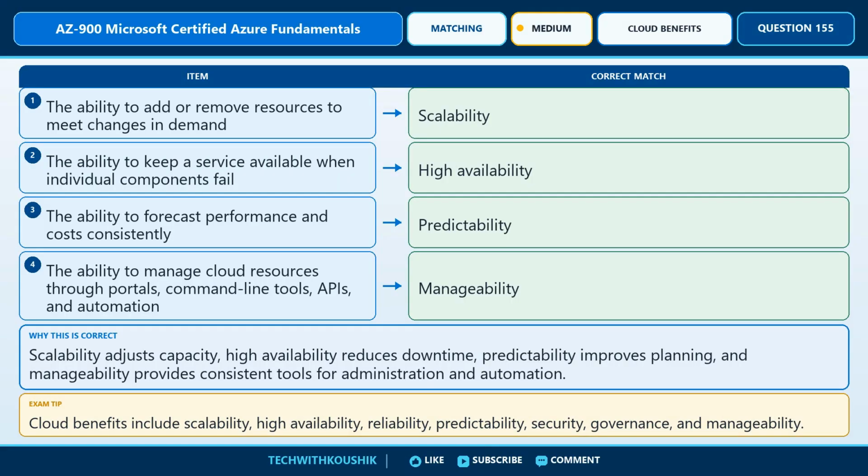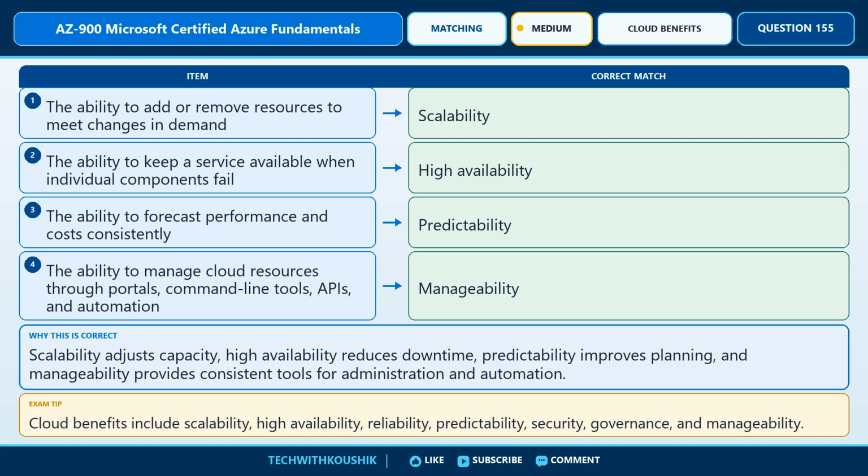Use these pairings. Pair the ability to add or remove resources to meet changes in demand with scalability. Pair the ability to keep a service available when individual components fail with high availability. Pair the ability to forecast performance and costs consistently with predictability. Pair the ability to manage cloud resources through portals, command line tools, APIs, and automation with manageability.